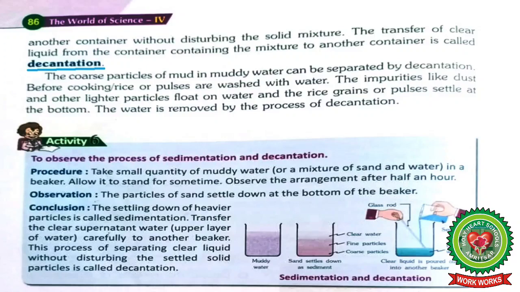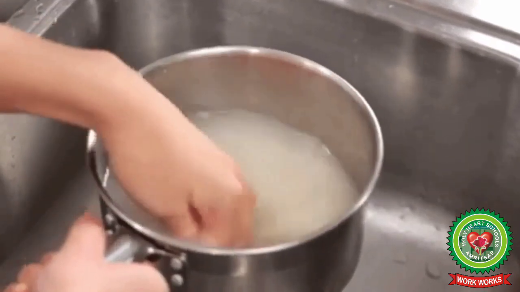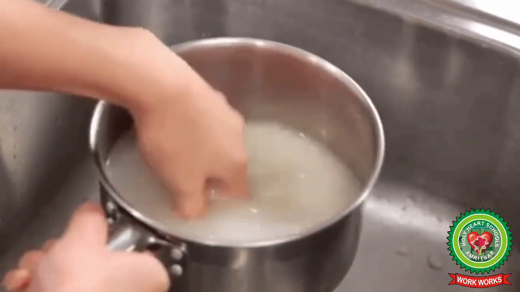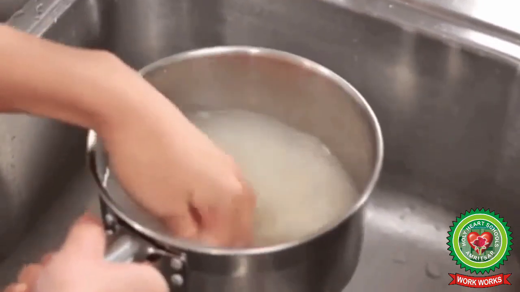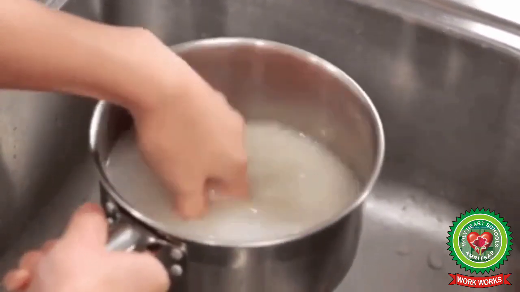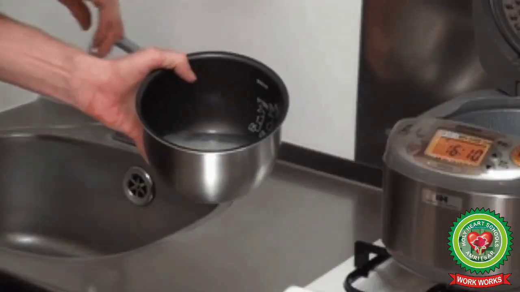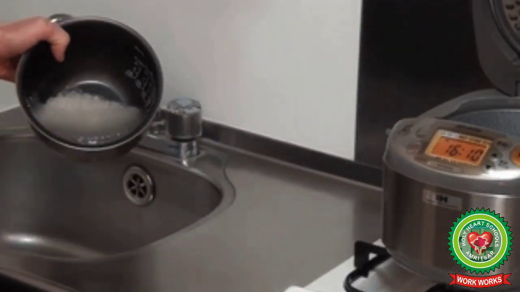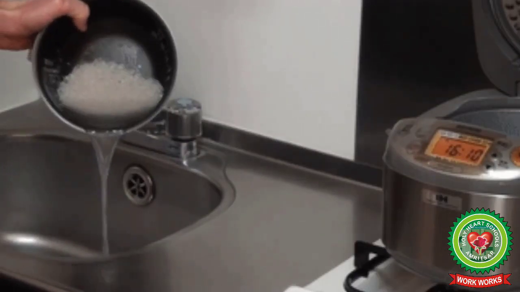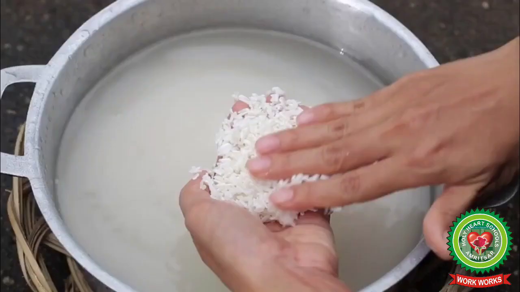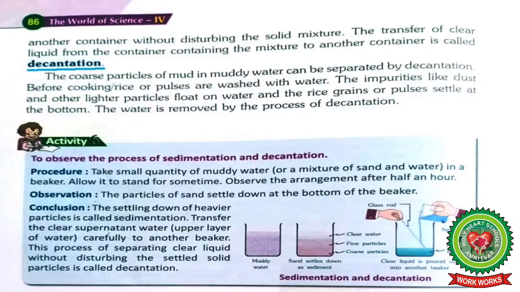The particles of mud from muddy water can be separated by decantation. Before cooking, rice or pulses are washed with water. The impurities like dust and other lighter particles float on water, and the rice grains or pulses settle at the bottom. The water is removed by the process of decantation.